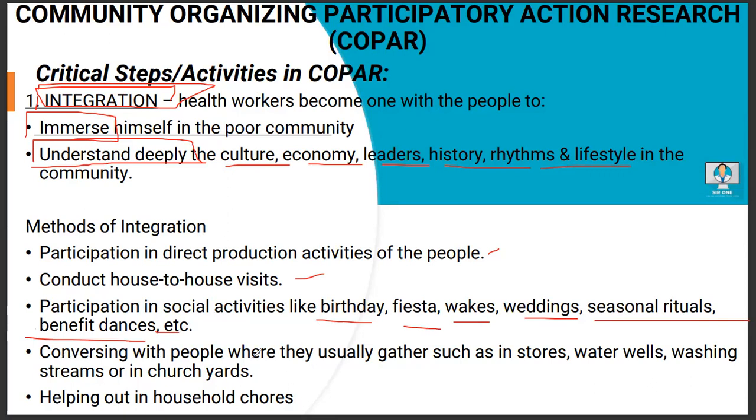And then, conversing with people where they usually gather such as in stores, water wells, washing streams, or in churchyards. Depende. Mingle with them, right? "Hey, how are you here?" Like that. It's as if you're just at your own street corner, right?